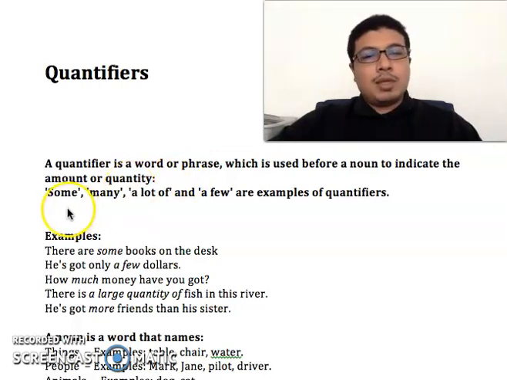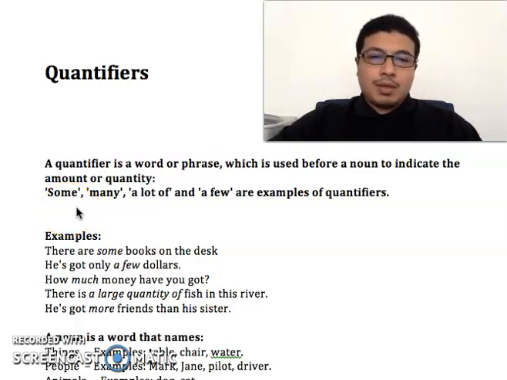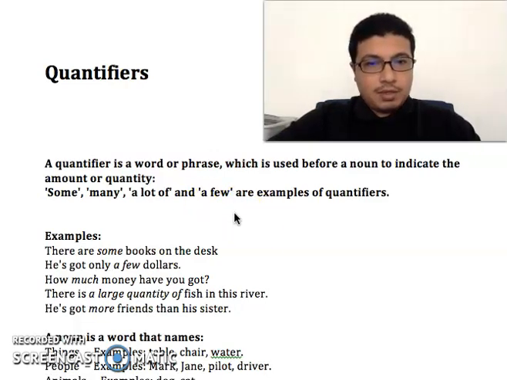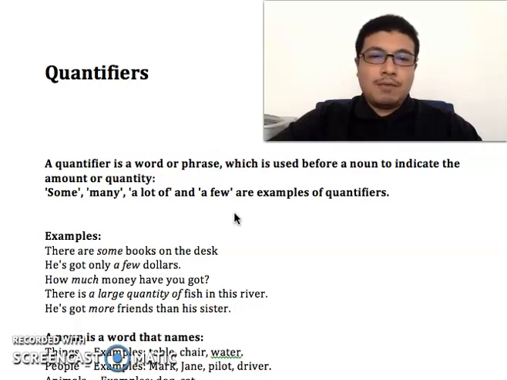So normally we would say some water, some people, many cars on the road, many. I have many pens. You can borrow one. A lot of people. A few examples. Those are all examples of quantifiers. So what do they do? They indicate the amount or the quantity of the noun.